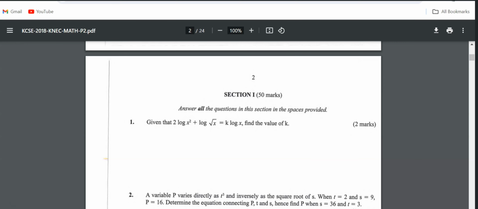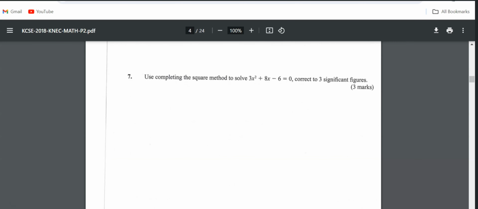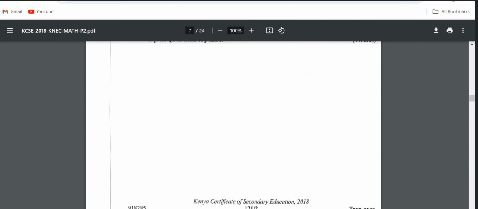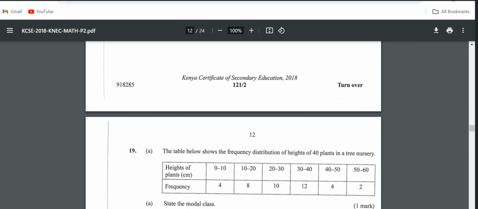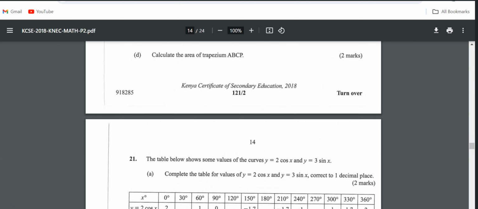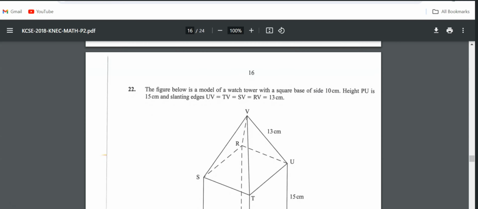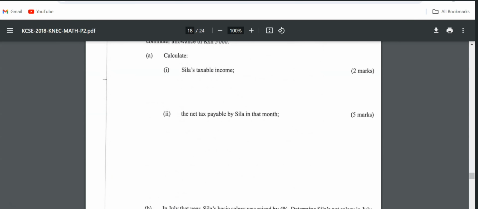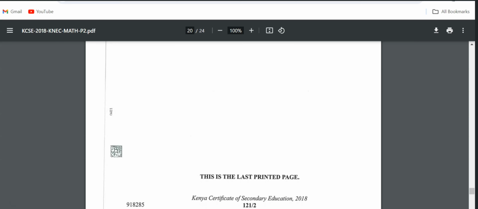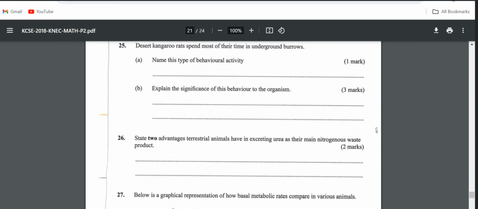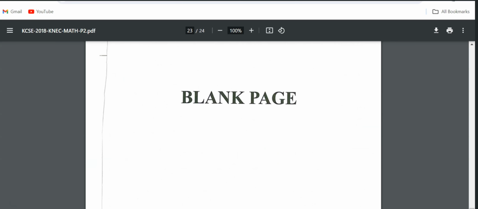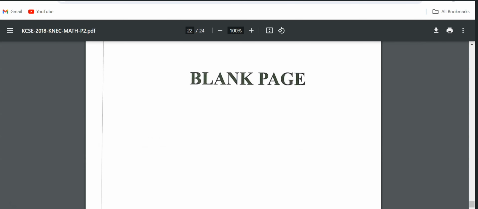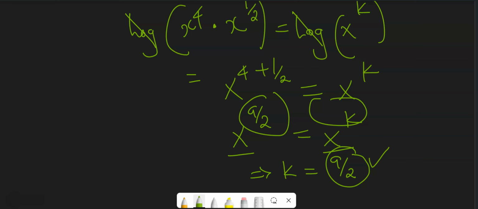The paper says the answer to that was what? Let's see. That should be the first question, paper number 1. That is number 24. We don't have it here, but you can check with the answers. That should be the answer. Yes, so the answer is 9/2.